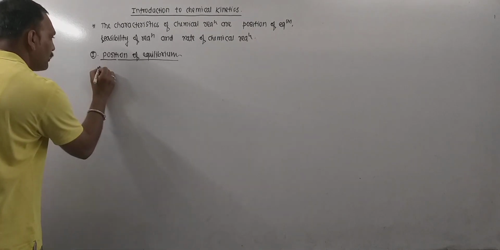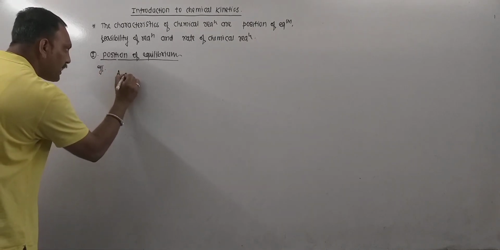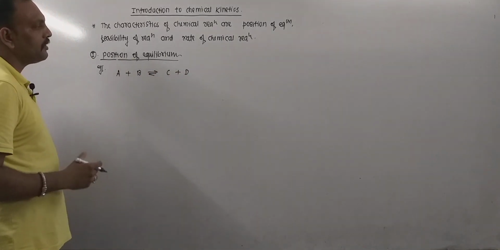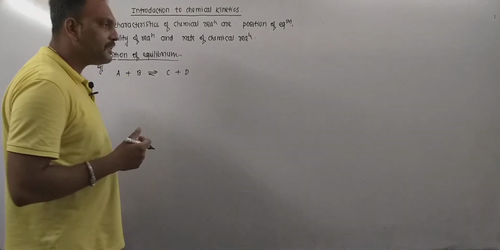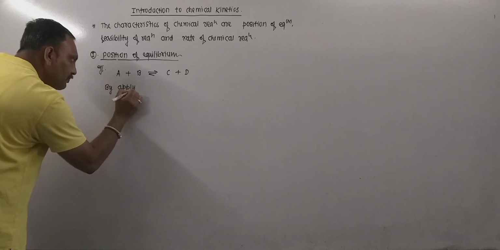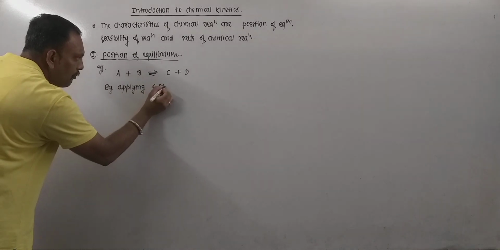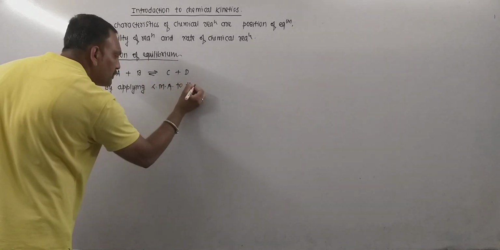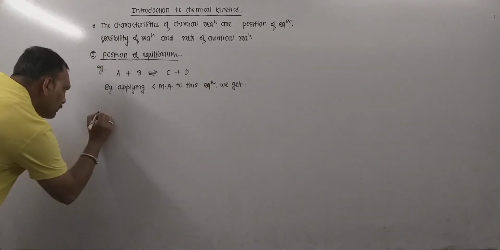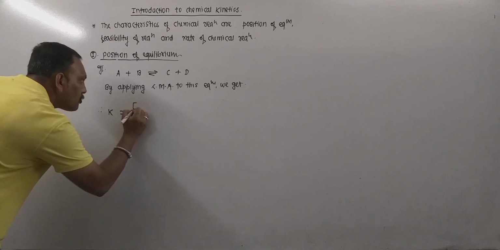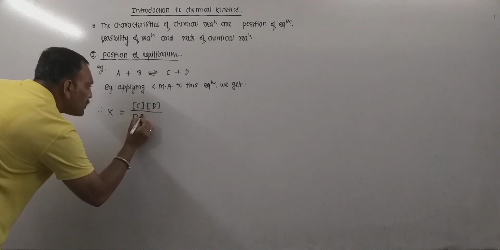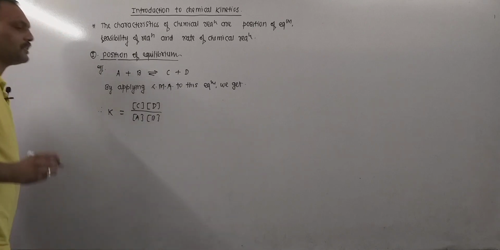Now let me explain. For example, consider a reaction A plus B gives C plus D. Let equilibrium be established in this reaction. So by applying law of mass action to this equilibrium, we get the equilibrium constant, which can be given as K equals concentration of C into concentration of D upon concentration of A into concentration of B.